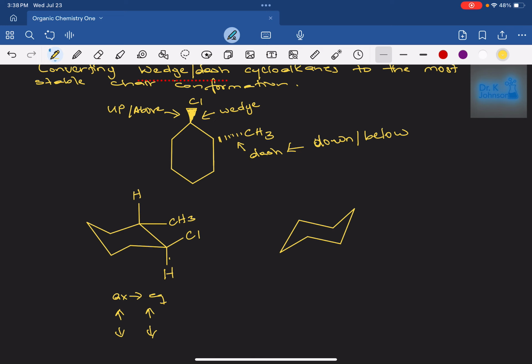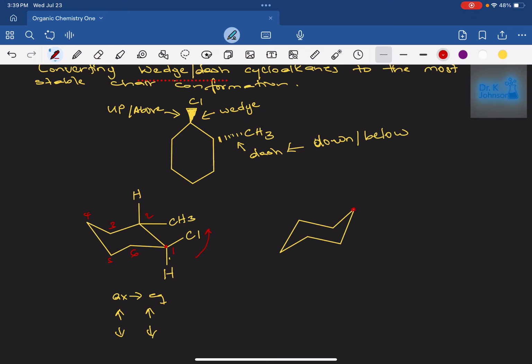Don't forget that. So let's look at our chair. This is carbon 1, 2, 3, 4, 5, 6. My chair rotated this way, right? Because here's my nose.